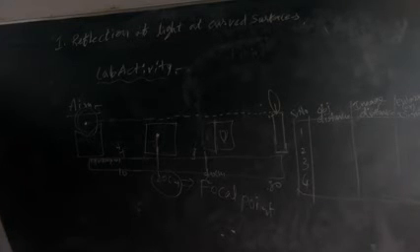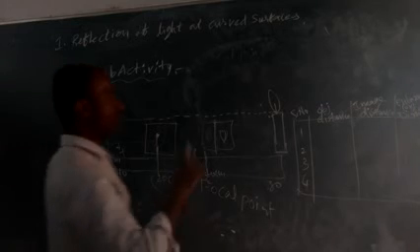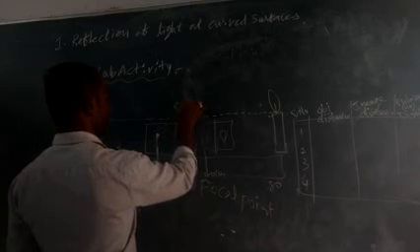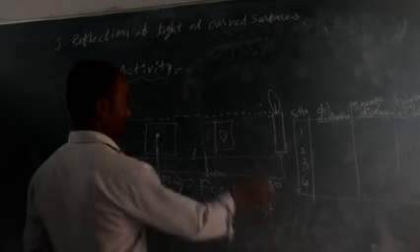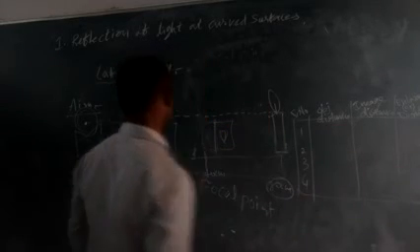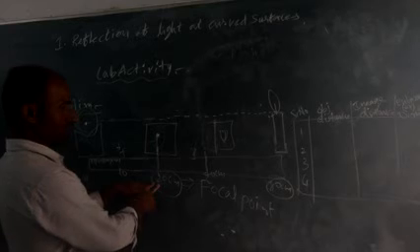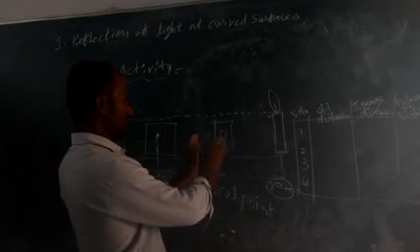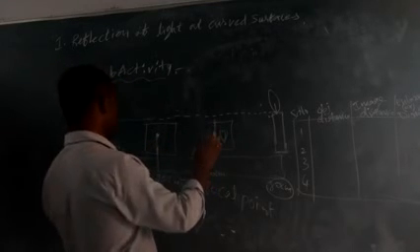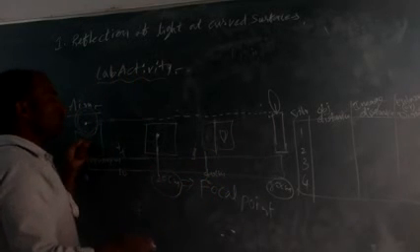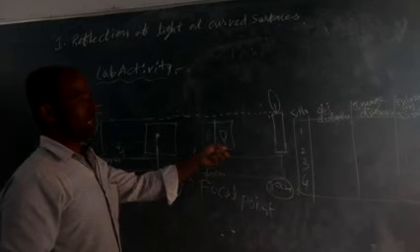Object distance is the distance of the candle from the mirror. That is called the object distance. It is nearly equal to 80 centimeters, because I have already given 80 centimeters here. This is 0 centimeters, so 0 to 80 is the object distance. Image distance: sometimes it is at 20 centimeters, and when you move the screen away from the mirror, the image distance changes. That is the distance from the mirror to the screen paper. That is the image distance.